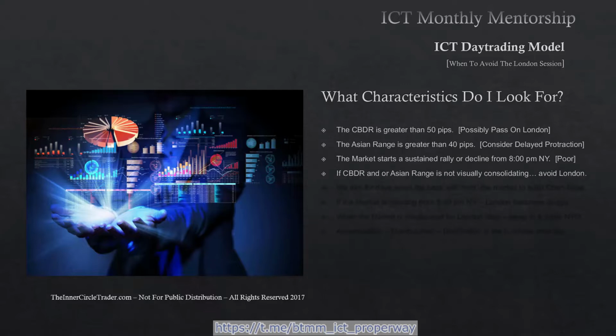If the central bank dealers range and/or Asian range is not visually, and that means obviously, consolidating, I'm going to look to avoid the London session. So there has to be a completely different market profile from what we saw of the intraday price action between the London open and London close of the previous day. After 2 p.m. of the previous day going into 8 p.m., if it isn't a quiet, small little consolidation range, that's not an ideal scenario. It means it's going to be a poor setup going into London.